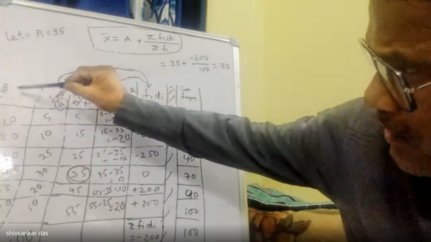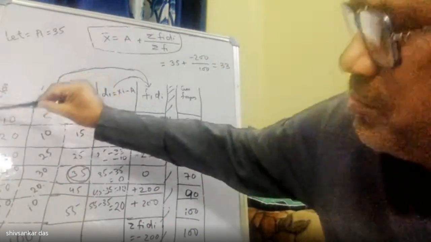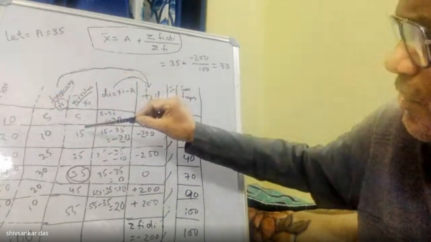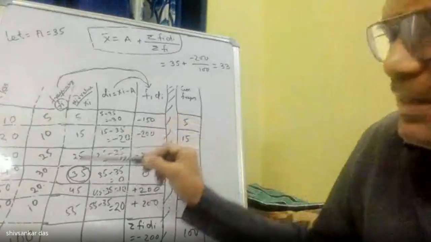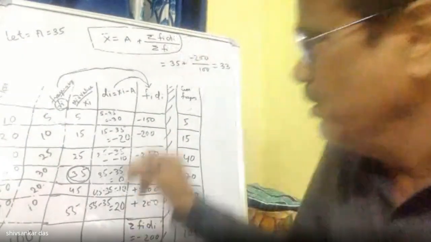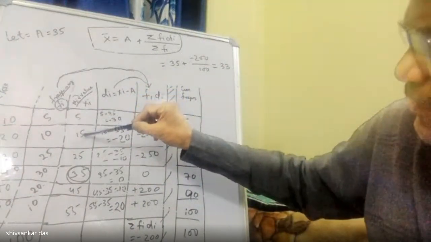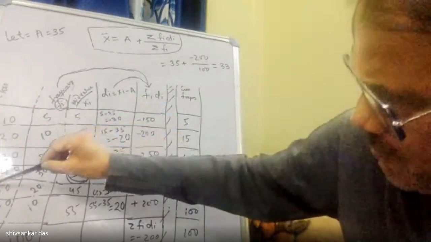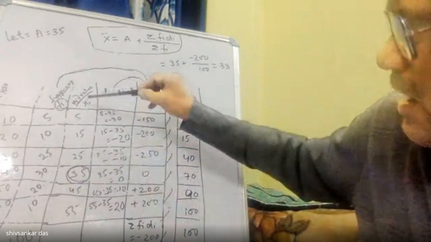Midpoint of the class: 0 to 10, its midpoint is 5. 10 to 20, its midpoint is 15. Because it is grouped data, we have to calculate in this fashion. So the mid values I have are 5, 15, 25, 35, 45, and 55. And I have taken A as the mid value, that is 35.